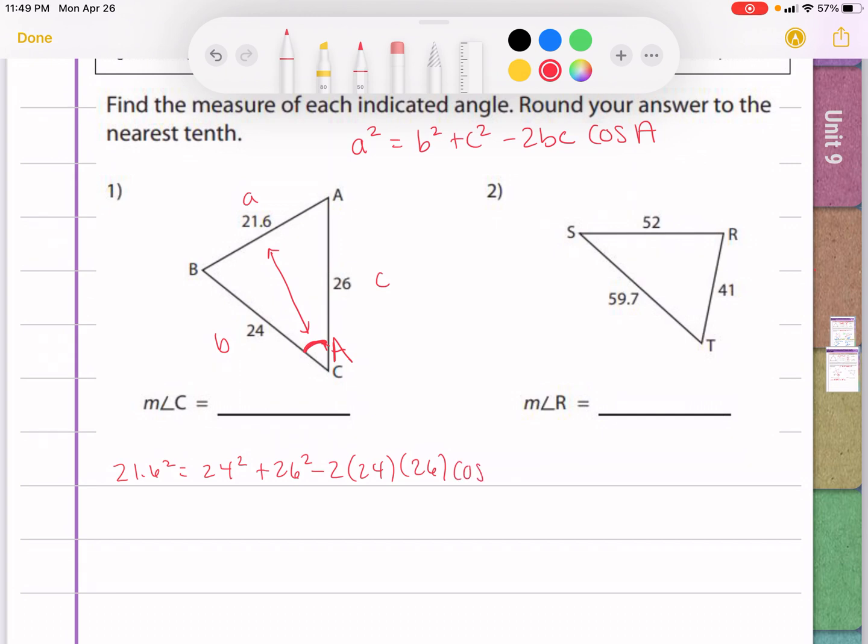And then my cos would be angle A. This time we don't know it, so we're finding the angle. So our steps are going to be a little bit different. I'm going to start by chunking all the squares and figuring out what those are equal to. And then this part here I'm going to chunk as well. So I'm going to start with 21.6 squared.